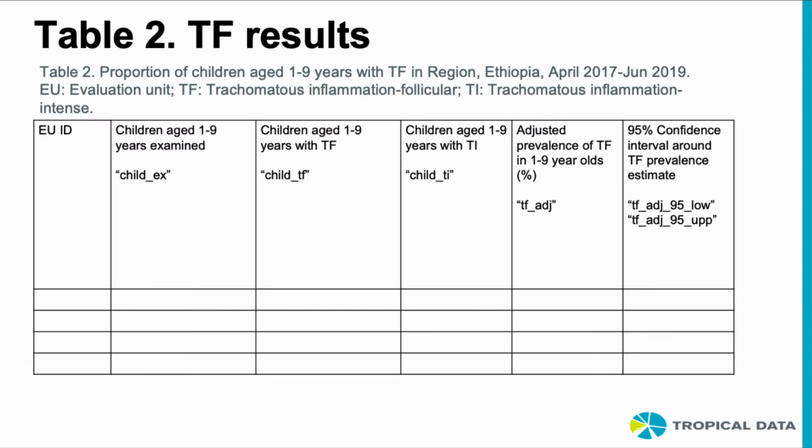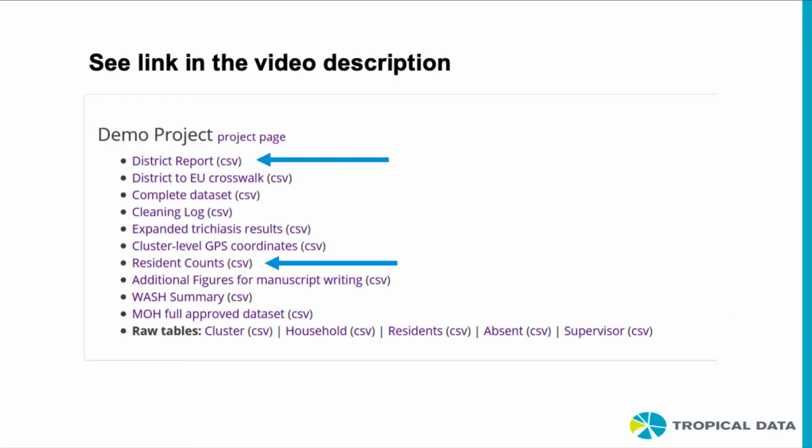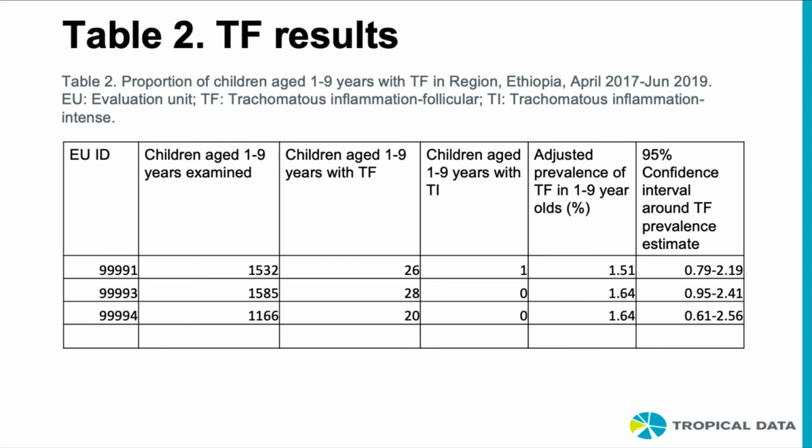Now let's move on to the outcome data and the main results. This is a table of the important columns for any table of TF results. Again, in the table caption, we have defined any abbreviations used in it. You can retrieve the data to complete this table from the resident counts and district report spreadsheet. The TF prevalence is in the column titled TF_ADJ. This number can be multiplied by 100 to get a percentage, which most people find to be numbers that are easiest to read. Here is an example of the table populated with relevant data points from a demo dataset.